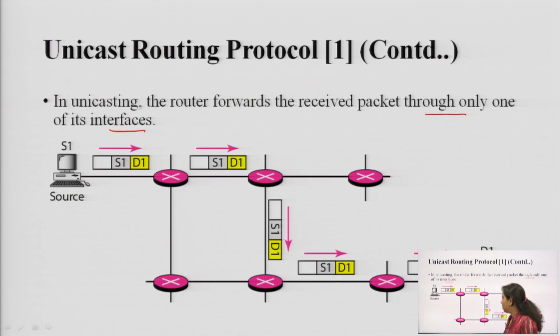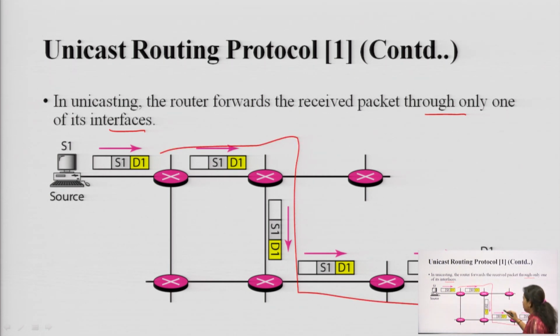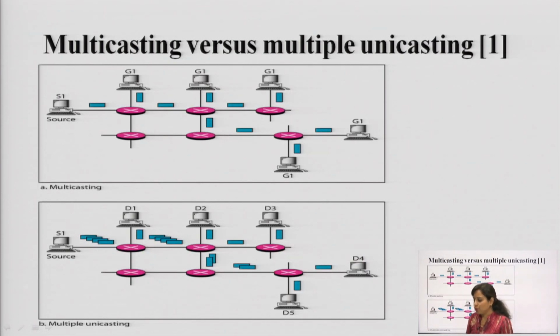In case of unicast, if you compare with the previous diagram, it will follow only a single path. There are also 3 different options available at this router, but it will not follow this particular line. It will be transferred from this point to this point, and only a single path will be followed for transferring packets. Next one is multicasting and multiple unicasting.